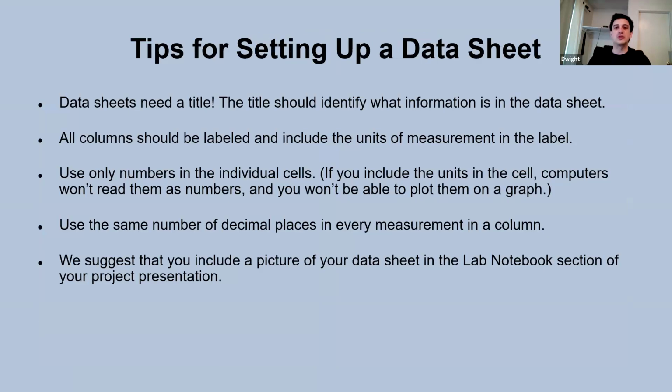Here are some helpful tips for setting up your data sheet. First, give the data sheet a title to identify what information is in it. Second, label each column and include the units of measurement in the label. When you put in numerical data, enter only numbers. If you include the units of measurement as well, computers won't read them as numbers, and you won't be able to plot your data on a graph. So you should include the units of measurement in the label instead.